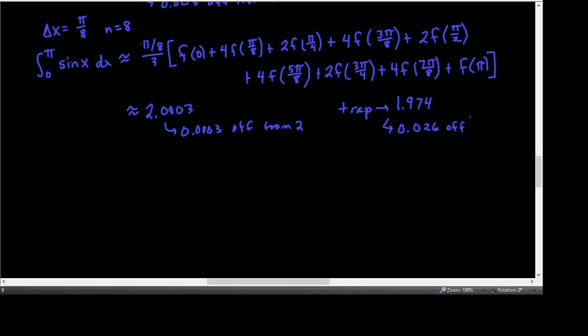So that's way closer with Simpson's Rule than with trapezoids. Now, trapezoids wasn't bad. I'm not saying it's a bad idea, but Simpson's, generally speaking, will get you way closer to the correct answer than trapezoids will.